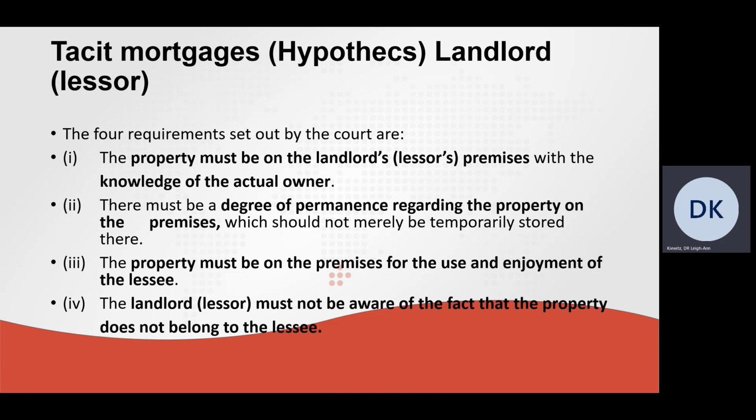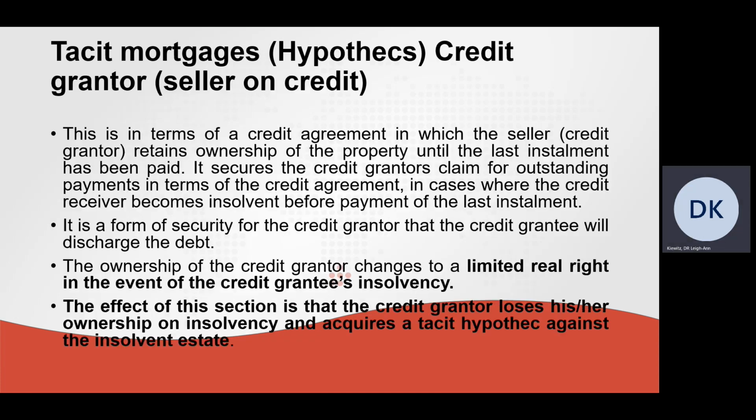The four requirements set out by the court are: firstly, the property must be on the landlord's premises with the knowledge of the actual owner. Secondly, there must be a degree of permanence regarding the property on the premises, which should not merely be temporarily stored there. Thirdly, the property must be on the premises for the use and enjoyment of the lessee. And fourthly, the landlord must not be aware of the fact that the property does not belong to the lessee.